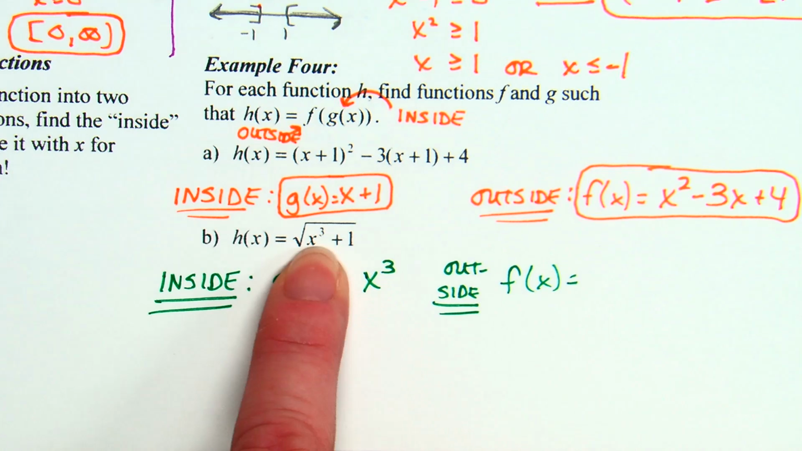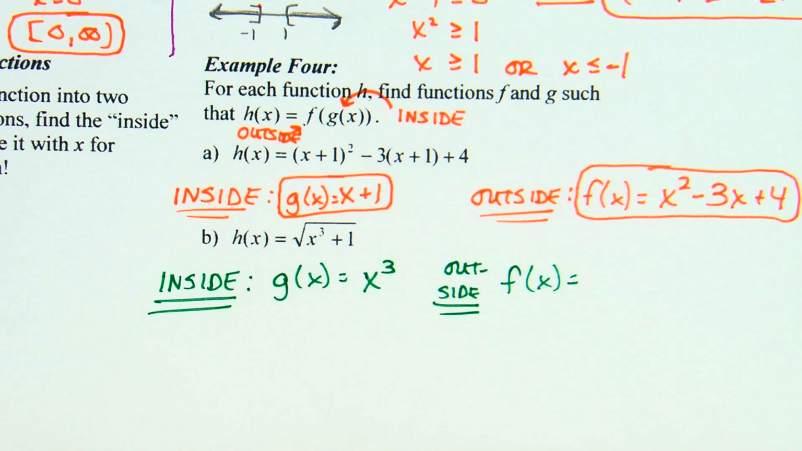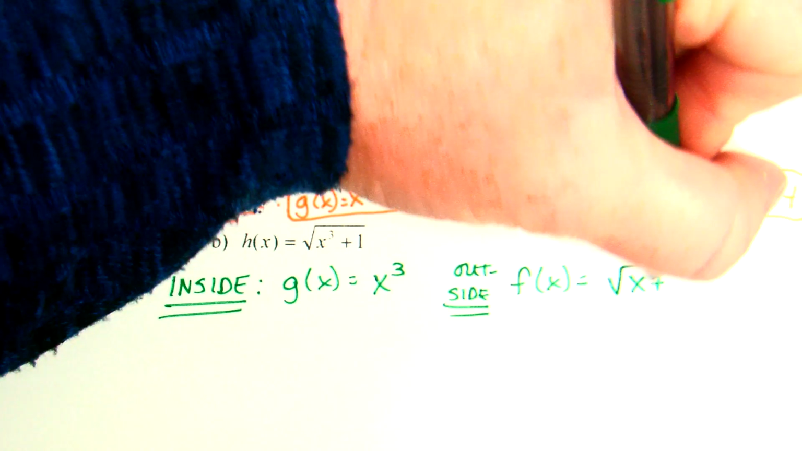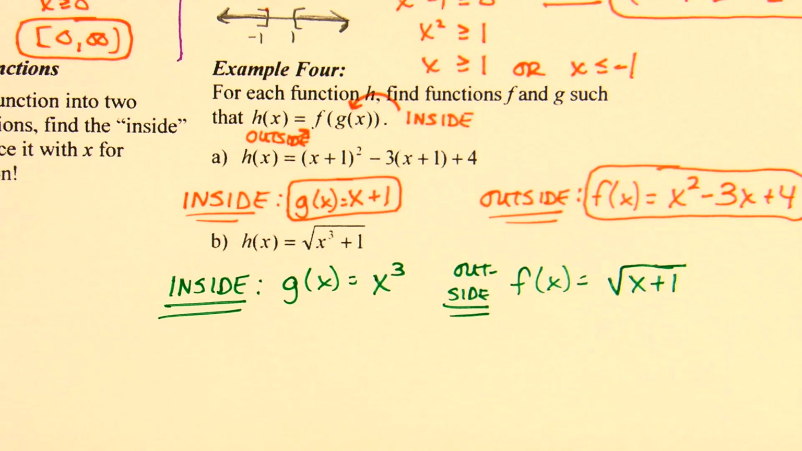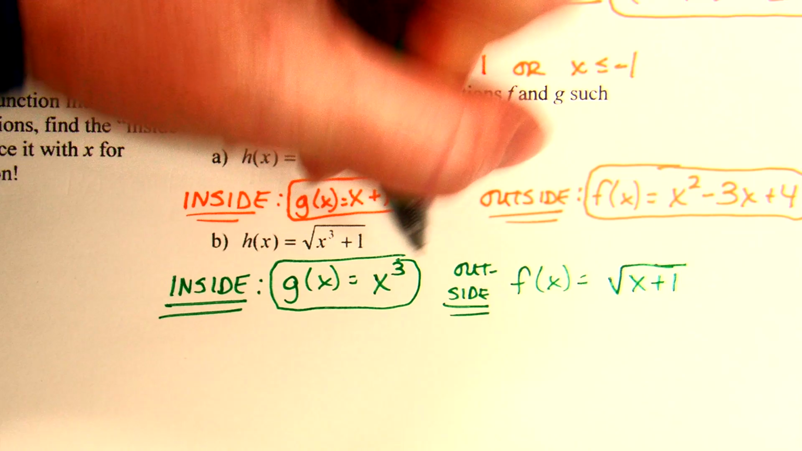So if we go with my inside is x cubed, that means for my outside, pull that x cubed back out, and what would that x cubed have replaced? A plain old x. So square root of x plus 1. I would take that. Those are legitimate answers. As I said, it's not the one I would have picked as my first go-to, but it's not wrong.